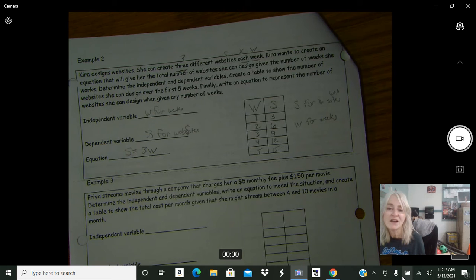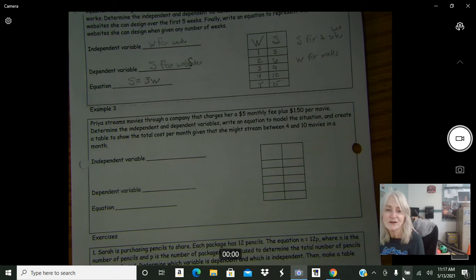So again, hit pause and make sure you understand everything there. But again, I will go on with our third and final example.